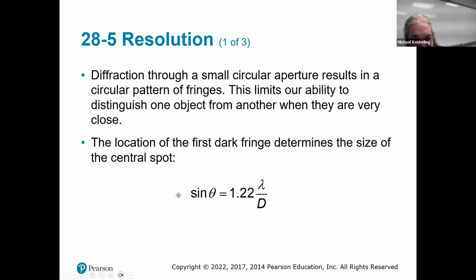This is the location of the first dark fringe. So the size of the central spot is 1.22 times the wavelength over the diameter of the hole. So the smaller the hole is, the larger the angle is.